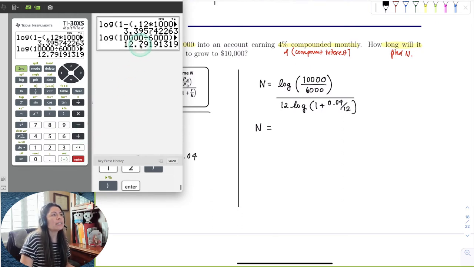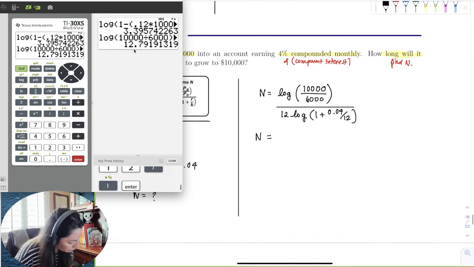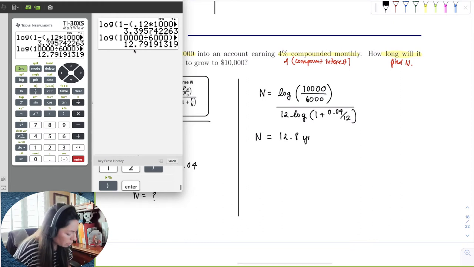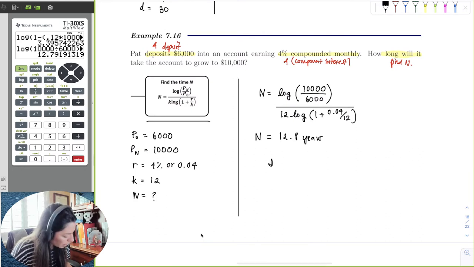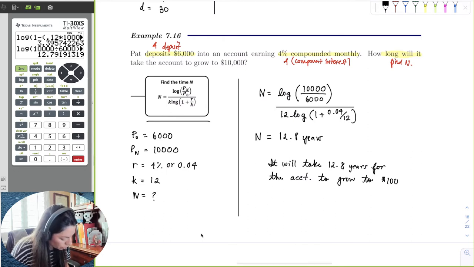0.79 is the test digit. It's above 5, so 12.8 years. So it will take 12.8 years for the account to grow to $10,000.